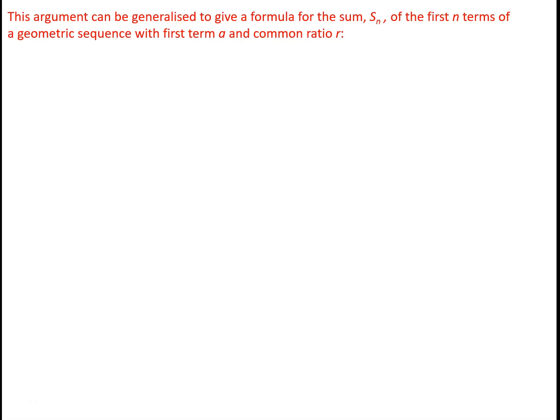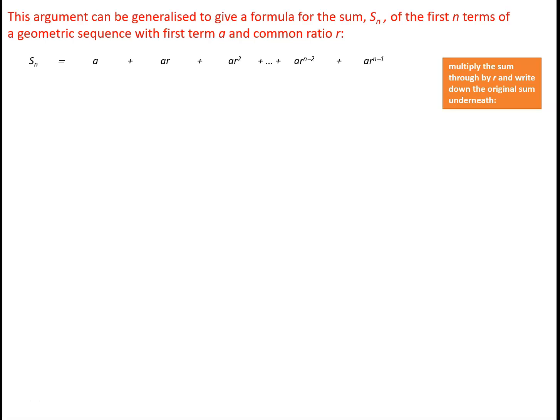We can generalise this argument to give us a formula for the sum, Sn, of the first n terms of a geometric sequence with first term a and common ratio r. So Sn is a plus ar plus ar squared all the way up to ar to the n minus 2 plus final term ar to the n minus 1. We're going to multiply the sum through by r and write down the original sum underneath. R times Sn is our top line that we've just added, and Sn is just the previous line.